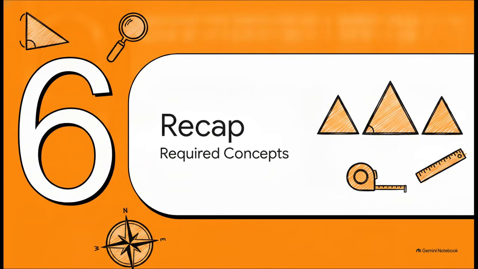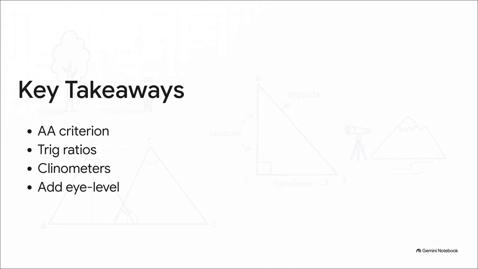Summary of required concepts. Let's wrap this up. And this brilliantly illustrates exactly how abstract math connects directly to the physical world around us. To summarize our core takeaways, similarity transformations establish the AA criterion, ensuring our angles and proportional sides remain perfectly consistent. Because of this, we can totally trust trig ratios to solve for unknown distances in those similar right triangles. We use incredibly practical tools like clinometers to capture our angle of elevation.